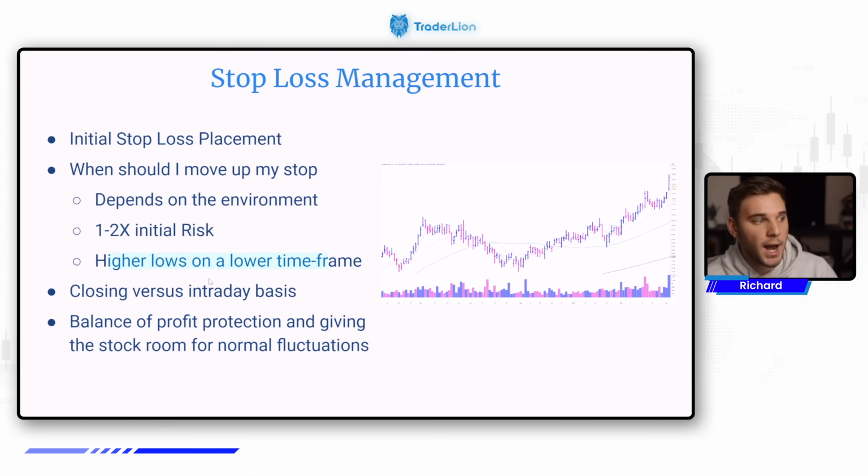You can also look at higher lows on a lower time frame, such as the 65-minute chart, and use it to move up your stop slowly. That's another way to do it using market structure. So once again, it depends on your personal style, your risk tolerance, and how you want to do this. And it also definitely depends on the overall environment.